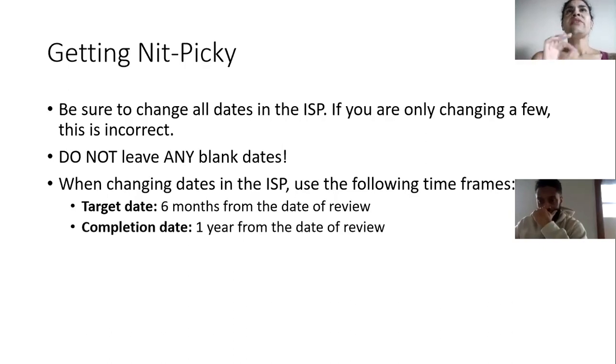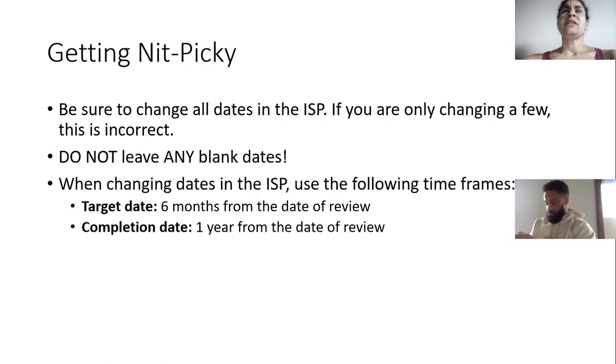And one of the things that I've also noticed recently, and again, I'll address this when I actually go into the system and show you guys how to do this, is that if you are going in and updating anything in the treatment plan, you need to go ahead and push those dates out again. So when you are changing dates in the treatment plan, you want to have the target date set as 6 months from the date of review, or creation if it's an initial treatment plan. And then your completion date is a year from the date of the review or the initiation of services.